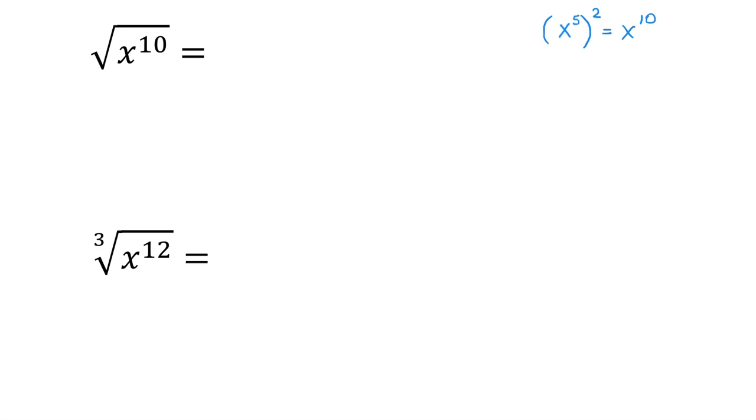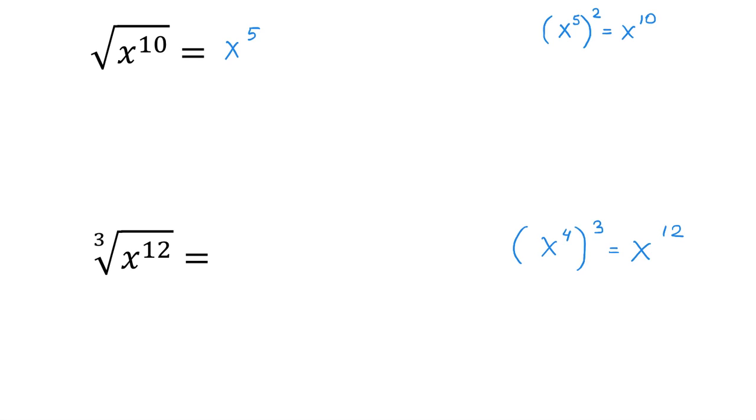So then, we can say that the square root of x to the power of 10 is x to the power of 5. In the next example, we have cube root of x to the power of 12. So the question is, what expression we would raise to the power of 3 and we would get x to the power of 12? This would be x to the power of 4, because 4 times 3 makes 12.